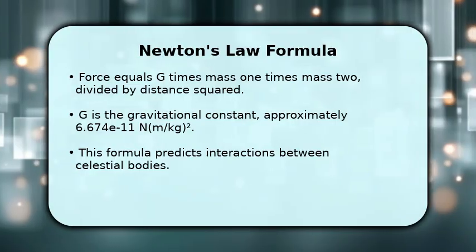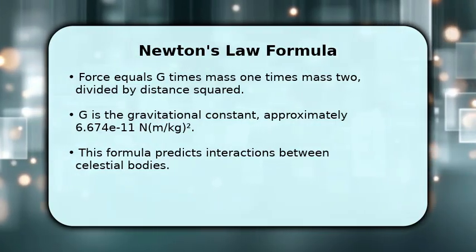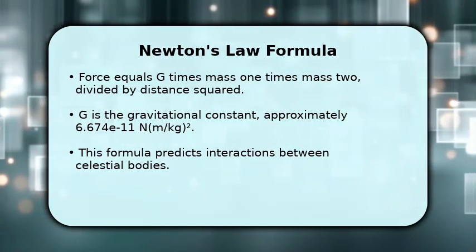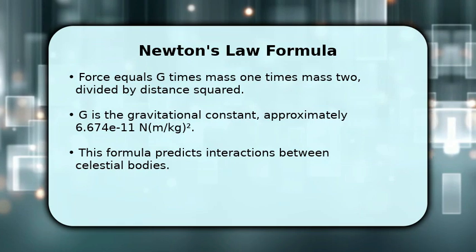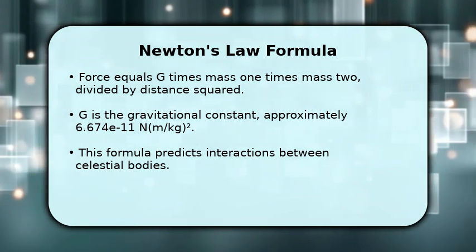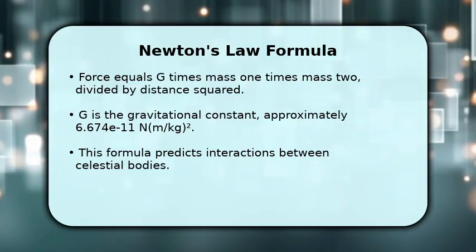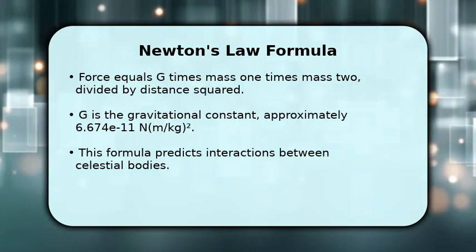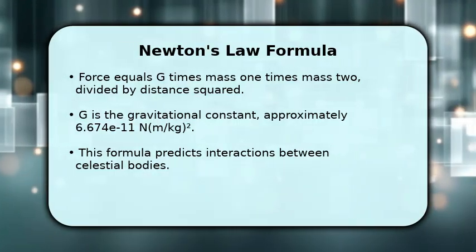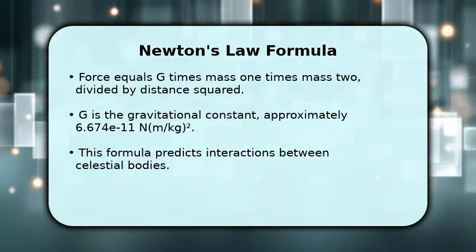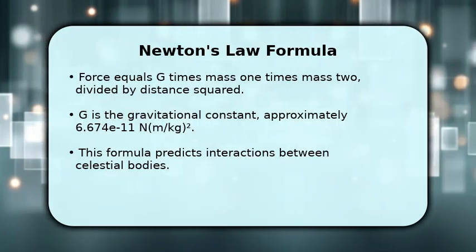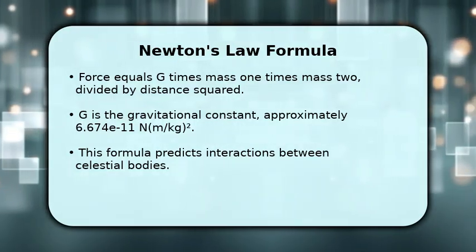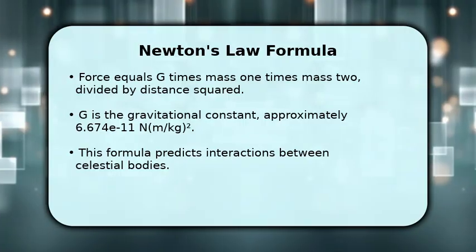Newton's law provides the core formula. Force equals g multiplied by the first mass multiplied by the second mass, all divided by the square of the distance between their centers. The gravitational constant, g, is approximately 6.674 times 10 to the negative 11 Newton meters squared per kilogram squared. This powerful formula helps us predict how objects interact gravitationally.